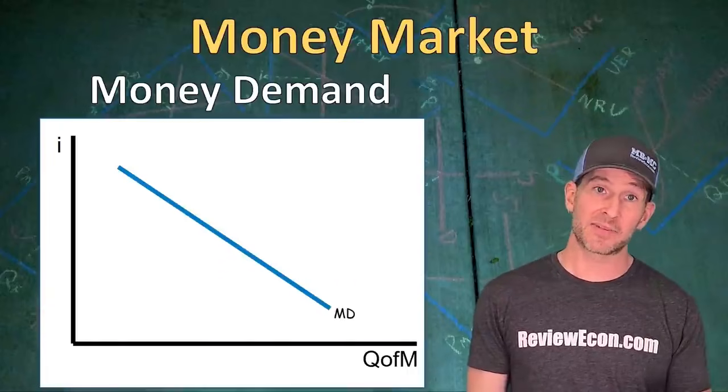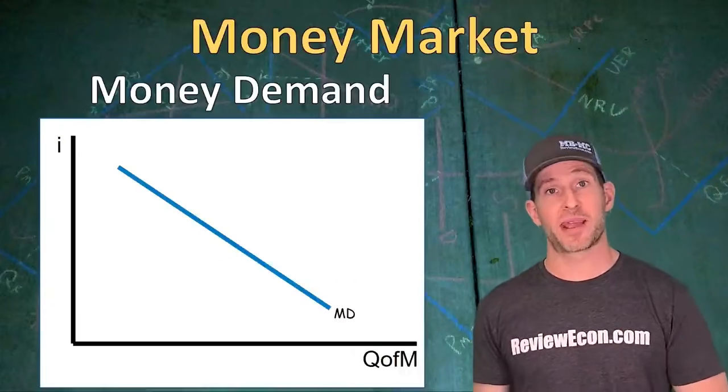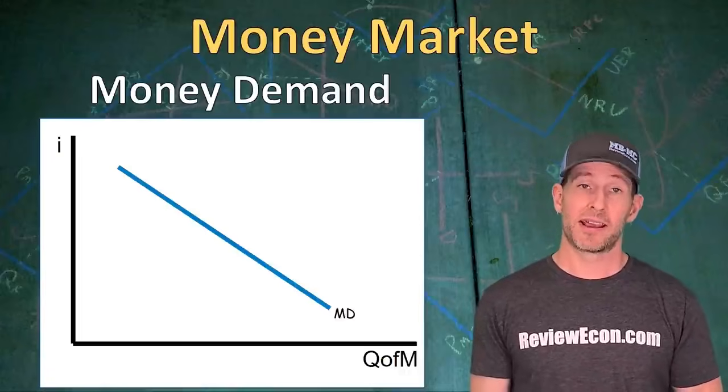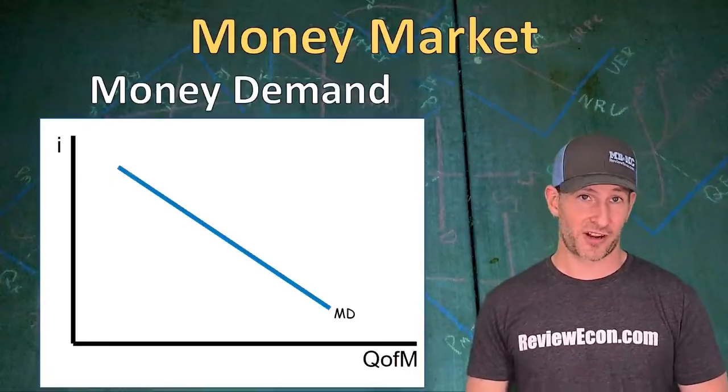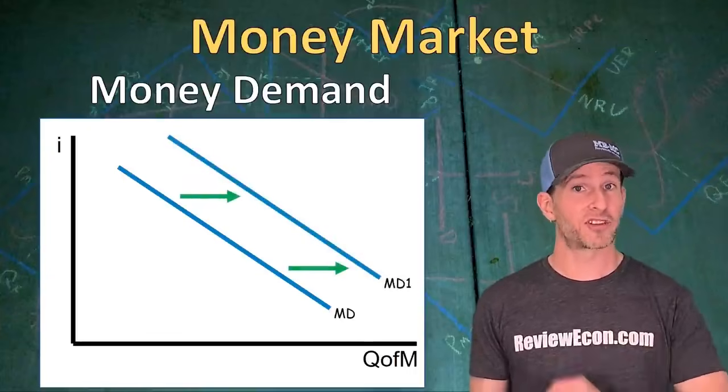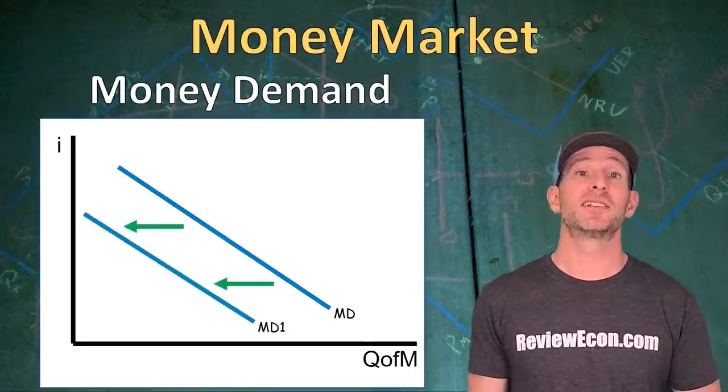If either the asset demand for money or the transaction demand for money increase or decrease, that will shift the demand for money to the right or to the left. Just like every other demand curve you've learned about in this class, a rightward shift is an increase and a leftward shift is a decrease.